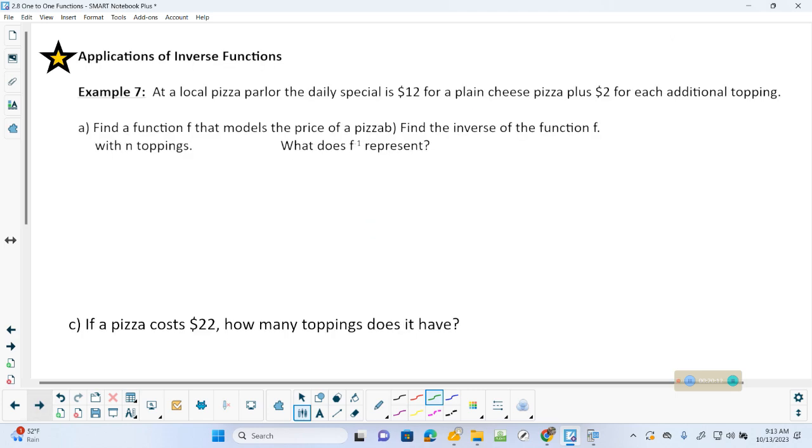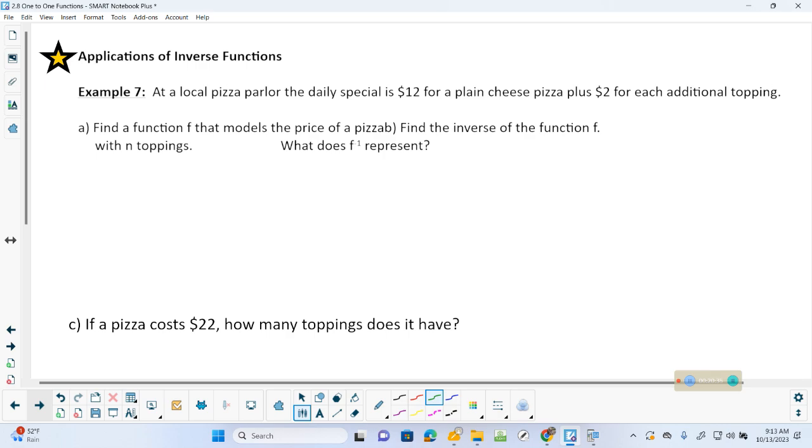All right. Why not do a word problem? Now, I know how we feel about word problems. I promise you this one isn't too bad. At a local pizza parlor, the daily special is $12 for plain cheese pizza plus $2 for each additional topping. Write a function f that models the price of the pizza with n toppings. And we'll get to b in a minute.